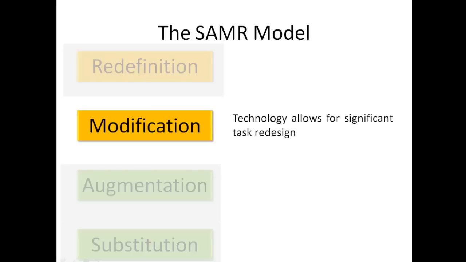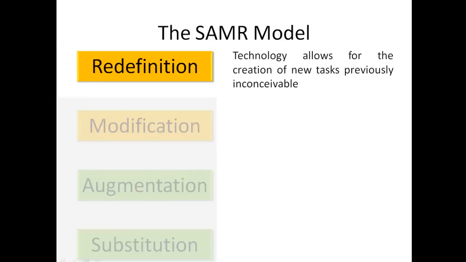Modification is the next stage. This is where technology allows for significant task redesign. The example that I like to use here is the use of clickers within the classroom. You can use them as a set of quizzes that integrate into your PowerPoint slides, and it can be direct quiz questions that essentially have right and wrong answers, or indeed you can alternate to discussion starter questions, and then the students must respond, and they may decide to answer these in groups. Again, this is a modification of your current teaching activity through technology.